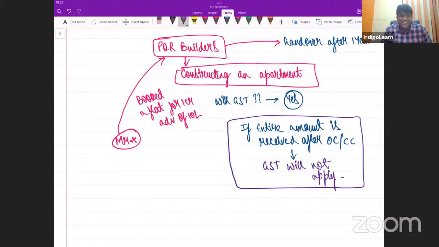Clear? Good. Some question? Supply of burger by McDonald's. Is it goods or service? Of course it is service.